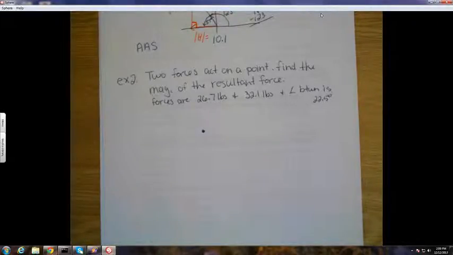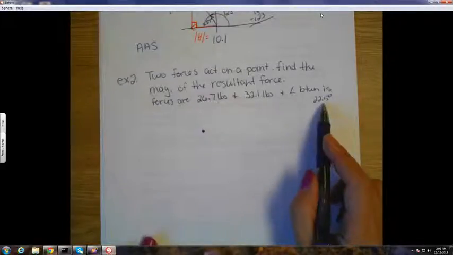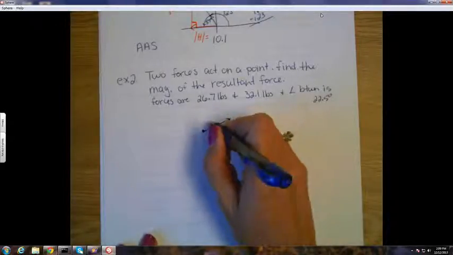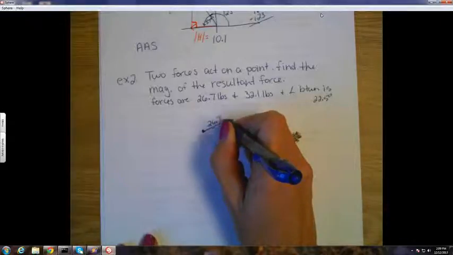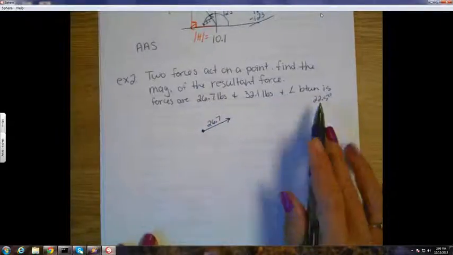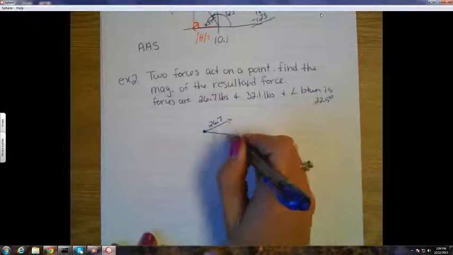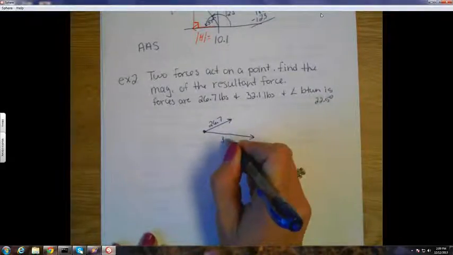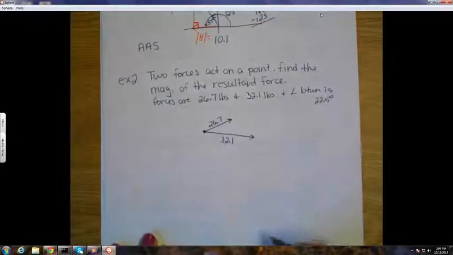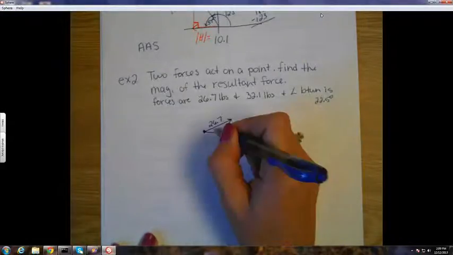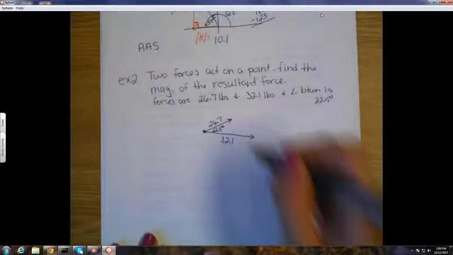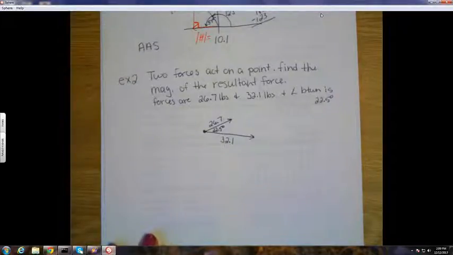So it doesn't matter what direction I put my two ropes in, I just know that the angle between them is 22.5. So here's rope 1, 26.7. I have a smallish angle, but a longer force, 32.1. And then the angle between them was 22.5 degrees. Okay, looking for the resultant force.